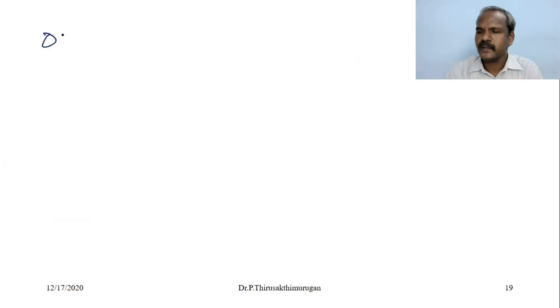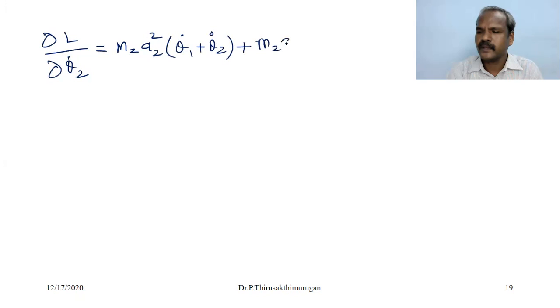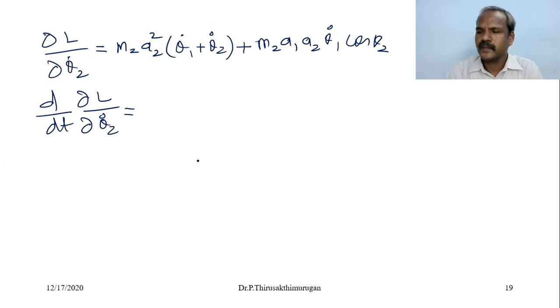So dou L by dou theta 2 dot is equal to m2 a2 square of theta 1 dot plus theta 2 dot plus m2 a1 a2 theta 1 dot cos theta 2, right? So then d by dt of dou L by dou theta 2 dot. So what do you get? Do it, please. Tell me the answer.